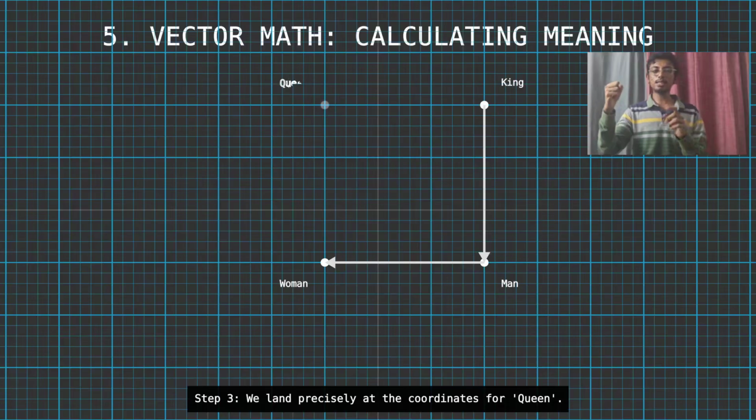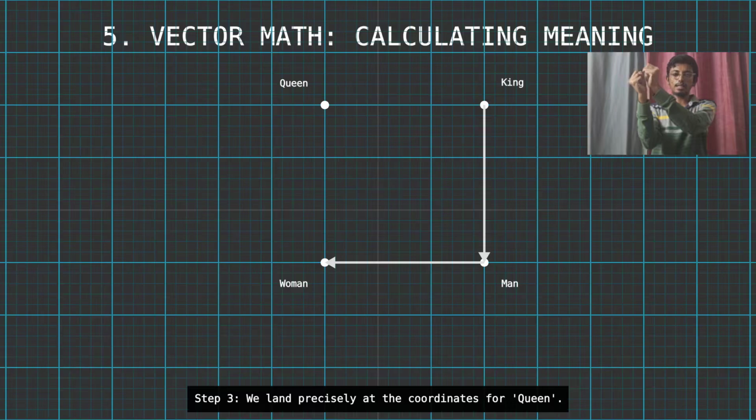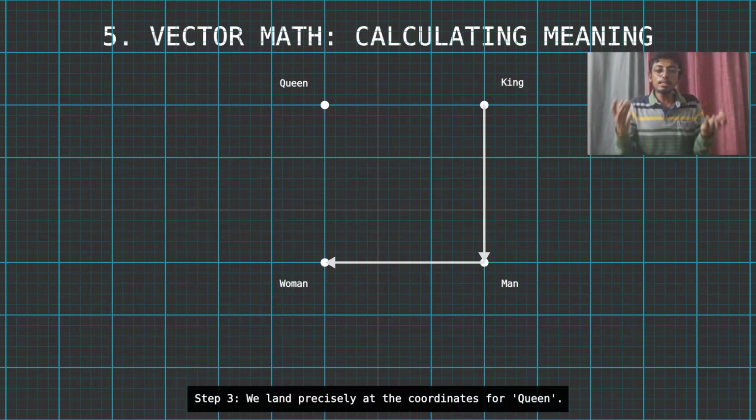In this space, the distance between the points represents the semantic meaning. Words that are used in similar ways, like coffee and tea in the real world, are physically pulled together in this mathematical space. Because these words are not just coordinates, we can do literal algebra with them.